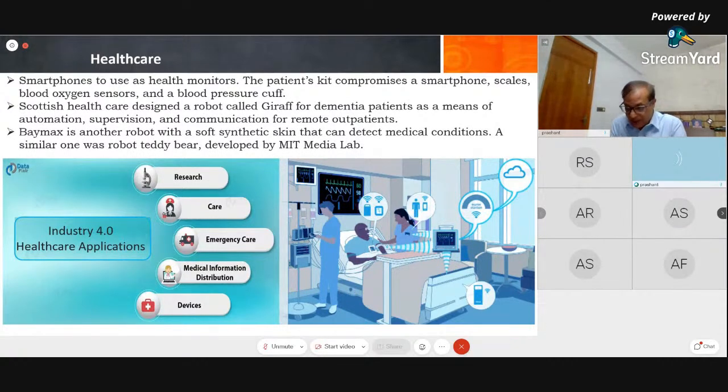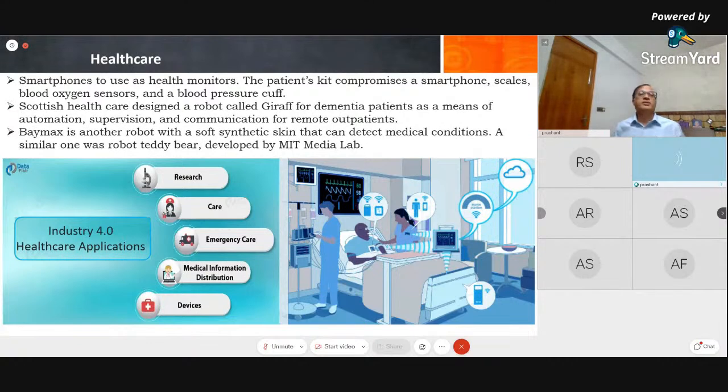Now, it's not just manufacturing. There are other industries such as healthcare, defense, transport. There are many different sectors, and they all get benefited from the Industry 4.0 concepts. Now, I'll quickly go through some more examples if we have time.